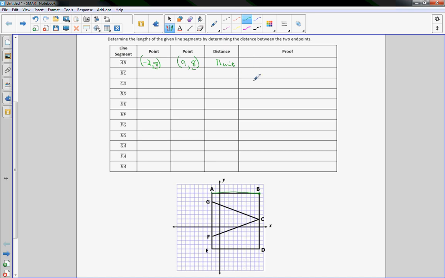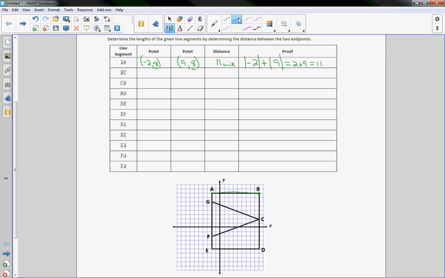Okay, and the proof is, well, how are we going to prove this? We're going to use absolute values because distance can't be negative. So we ask ourselves, how far is A from the y-axis? It's left 2, so we'd say the absolute value of -2 plus the absolute value of the distance B is from the y-axis, so that's the x value, 9. So the absolute value of -2 plus the absolute value of 9 is the same as 2 plus 9, which equals 11.